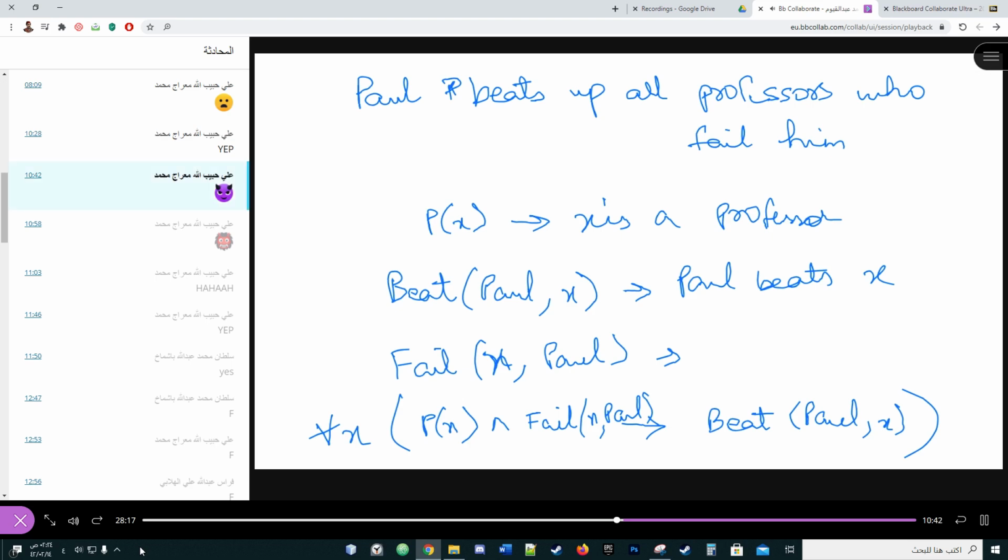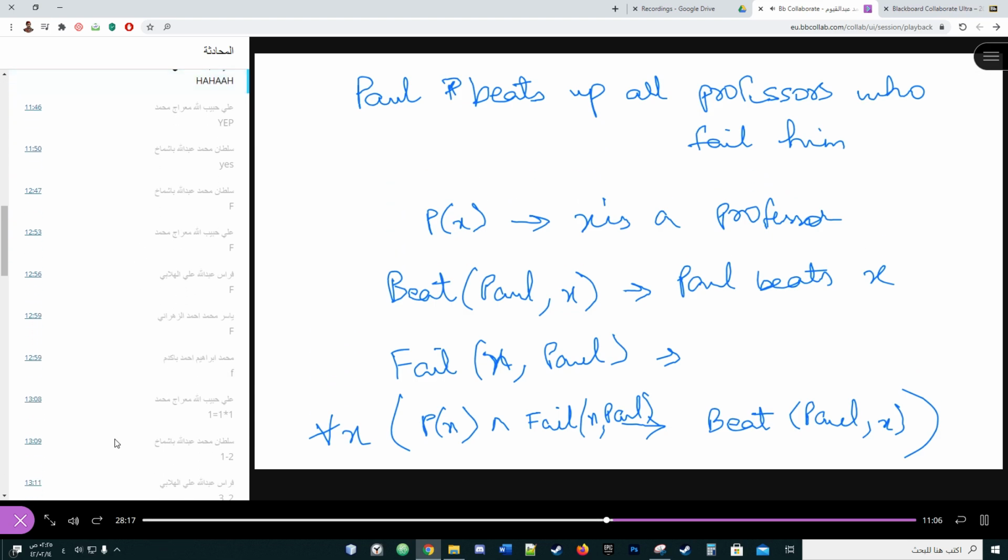All computer scientists are either rich or crazy. So Ali Habib, we have a Paul in the class. All computer scientists are either rich or crazy, but not both. Ali Habib, listen, listen. You can show your things later on.